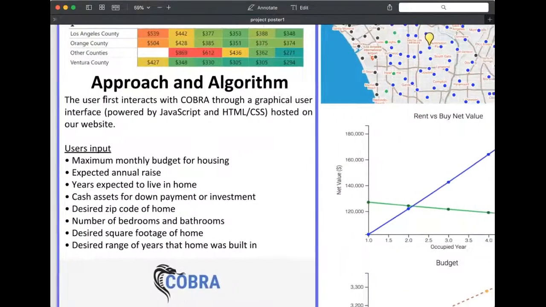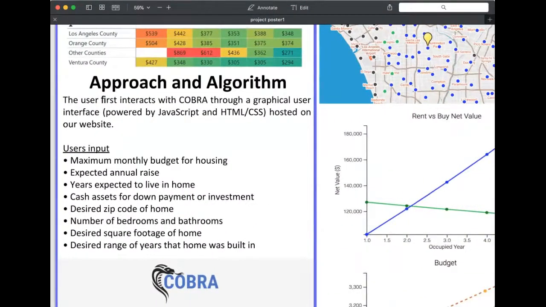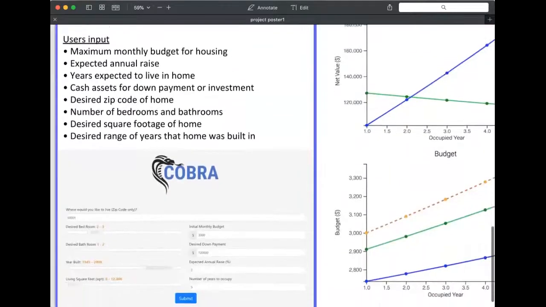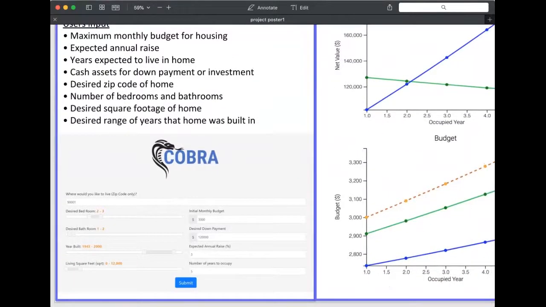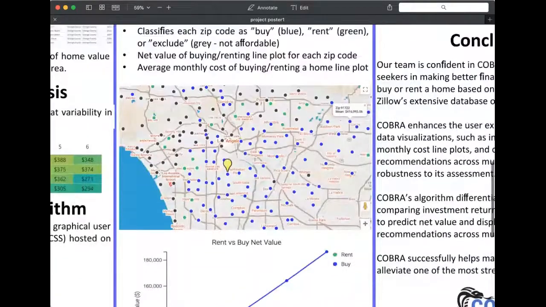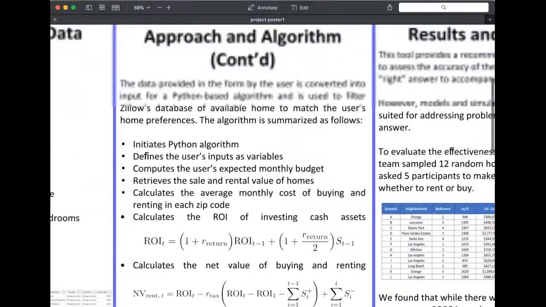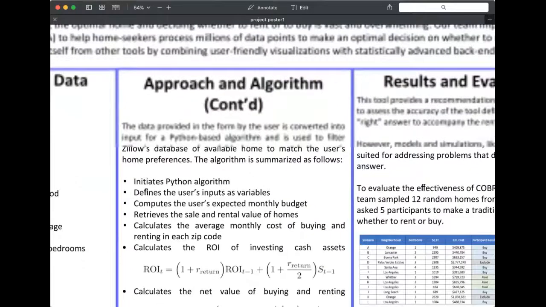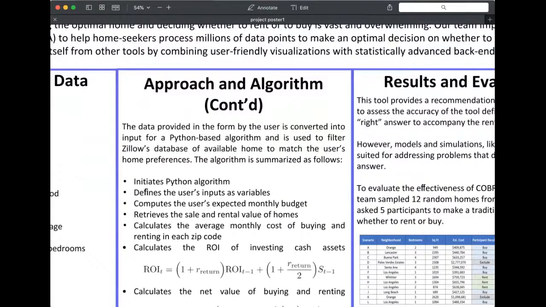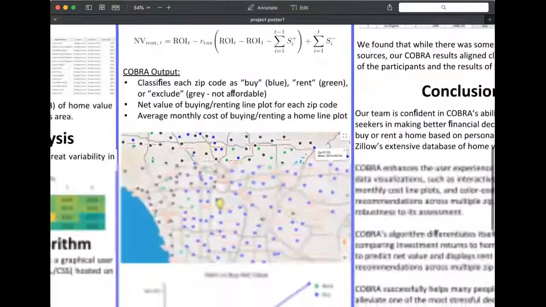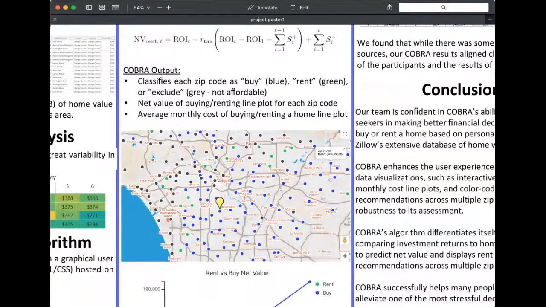We used Google Maps API, jQuery, and D3 to design the front end of our graphical user interface. On the back end, our Python algorithm takes the user inputted data and uses it to filter the data set. Our algorithm then classifies each zip code as buy, rent, or exclude.